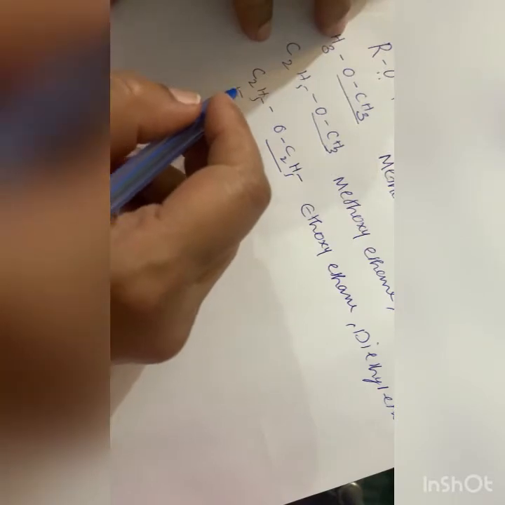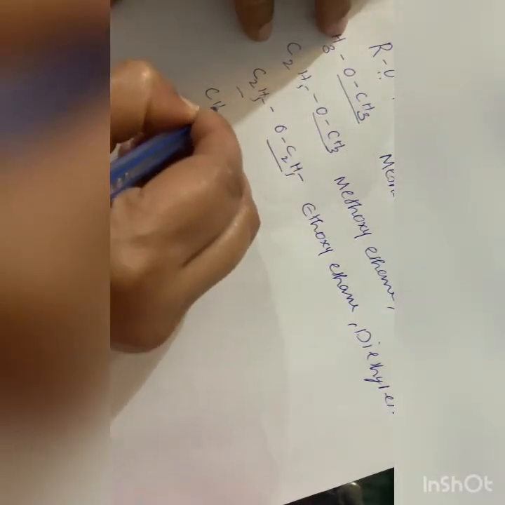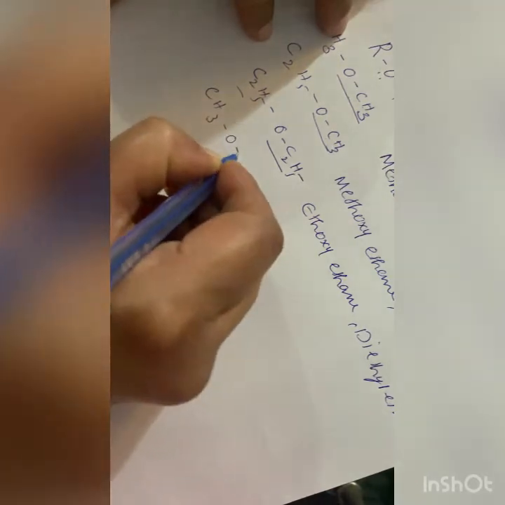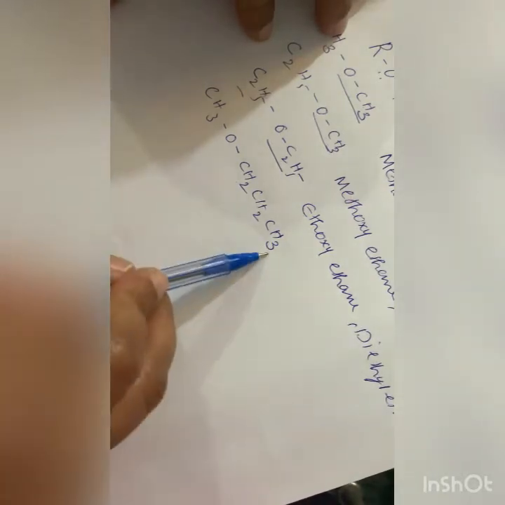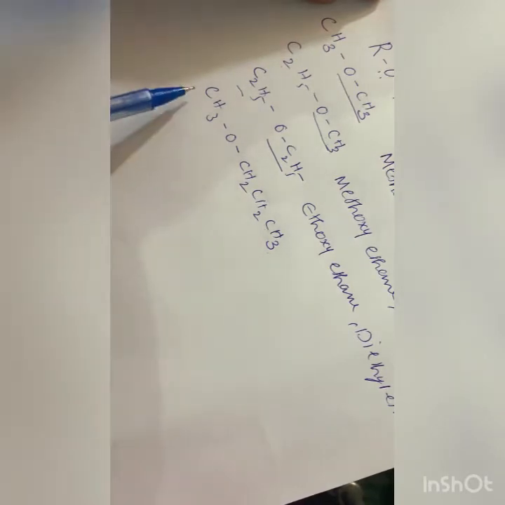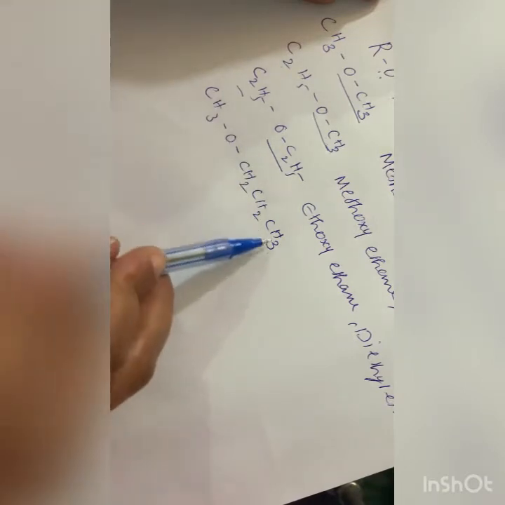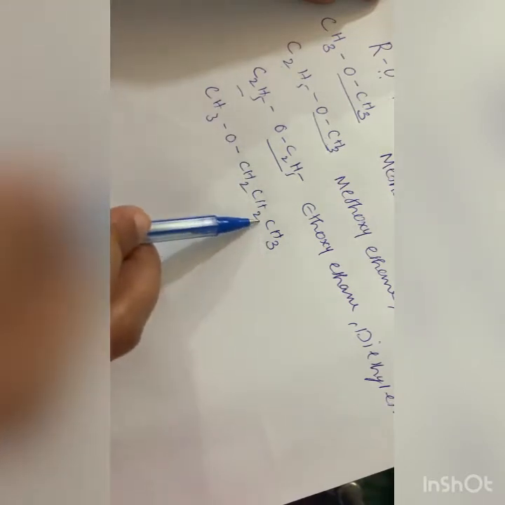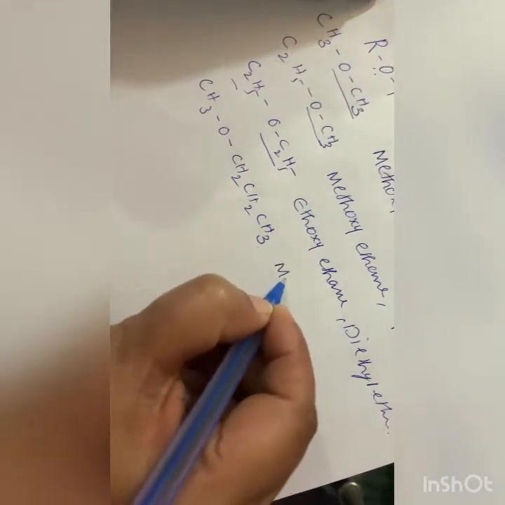Now next one you see, CH3OCH2CH2CH3. On this side is 3 carbons and on this side is 1 carbon. The 1 carbon with oxy we can take as the group. So methoxy is attached to 3 carbons. The 3 carbon hydrocarbon is propane. So what is the name of this? This is methoxypropane.